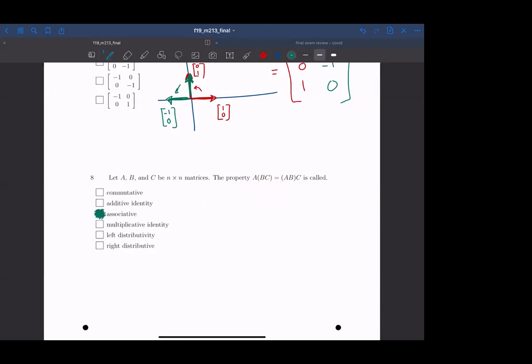I wouldn't be too worried about studying all these different names of properties. Remember, commutativity, if matrices are commutative, it means that when you multiply them, you can swap the order. That's what it means to be commutative. And then this property here is associative. But I wouldn't worry too much about all the other property names. They're not super important. So, any questions there?